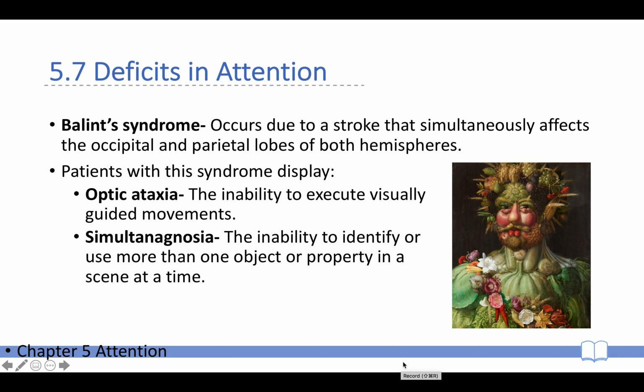Another deficit is called simultanagnosia, which is the inability to identify more than one object or property at a time. For example, if a simultanagnosic patient was looking at the image on the right, they may be able to identify individual objects, such as a piece of fruit or a flower. However, it's likely that they would not be able to identify the entire image as consisting of a collection that looks like a person. This is sometimes referred to as sticky attention.